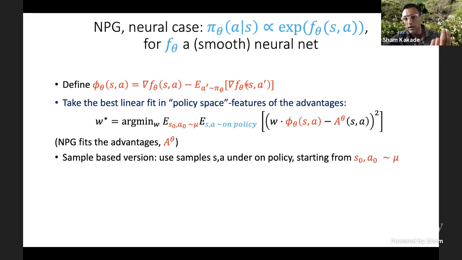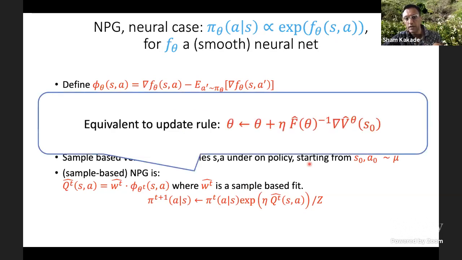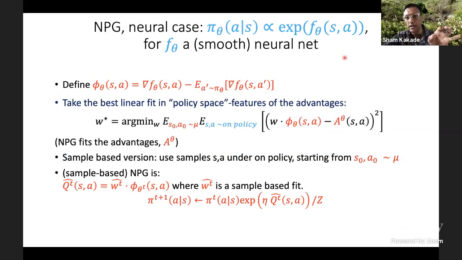Okay, and then you can do the sample-based version, with the same mu dependence. This would be one way to do a soft policy iteration update. But I want to point out this is exactly equivalent to this update rule. Suppose you were just doing the natural gradient update rule, which is Fisher inverse times the gradient, where you literally plugged in this policy class. That is equivalent to this update rule. So this really is this offline discussion we have of what this projection means for a neural policy class when we're doing policy gradients.